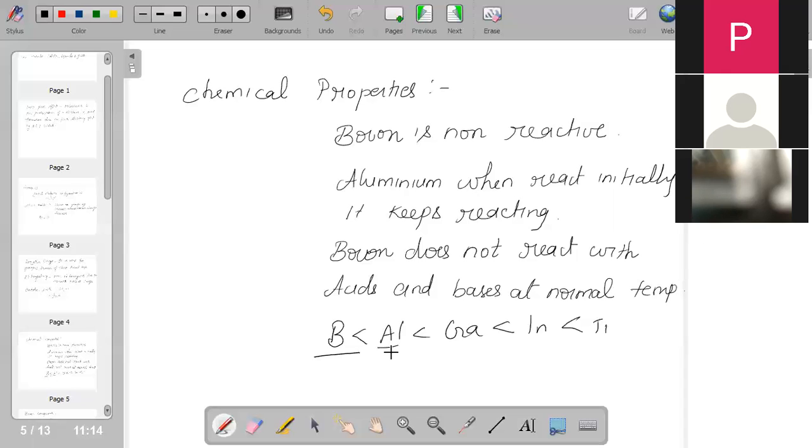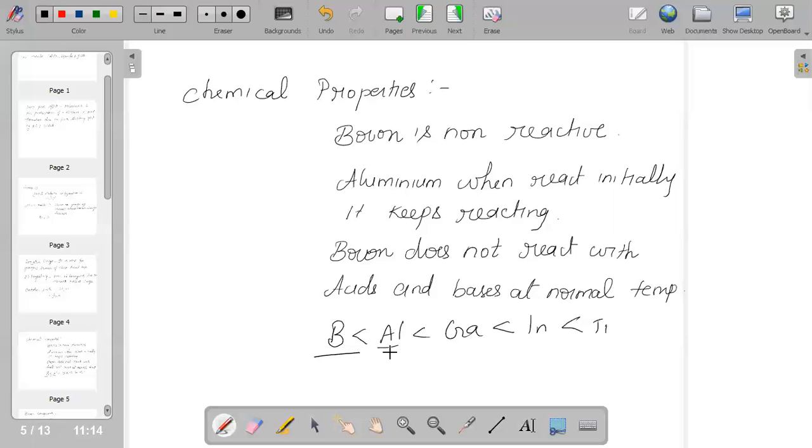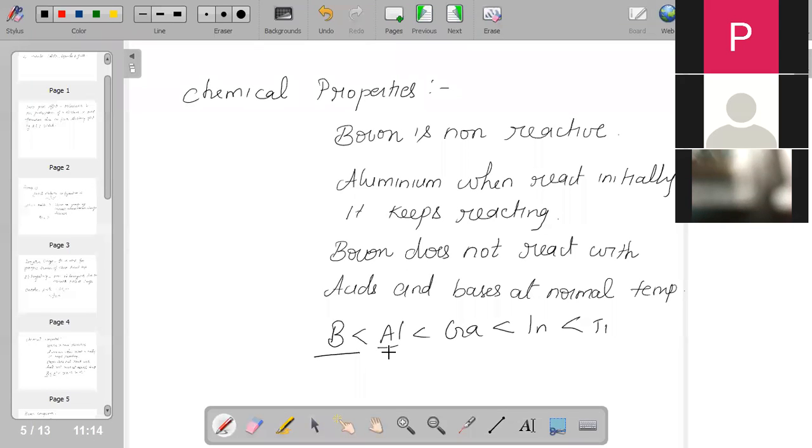And most of the compounds of this group are basically electron deficient. That means what? Electron deficient indicates that their octet is not complete, or they do not satisfy the octet rule. Hence, they start behaving as a Lewis acid.